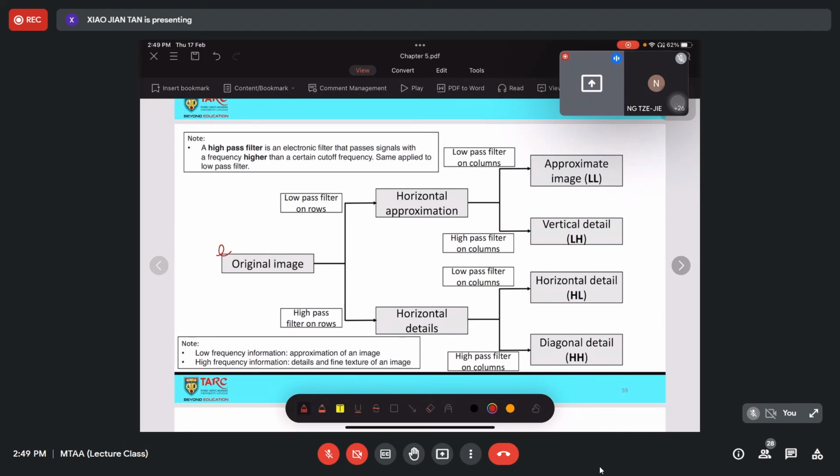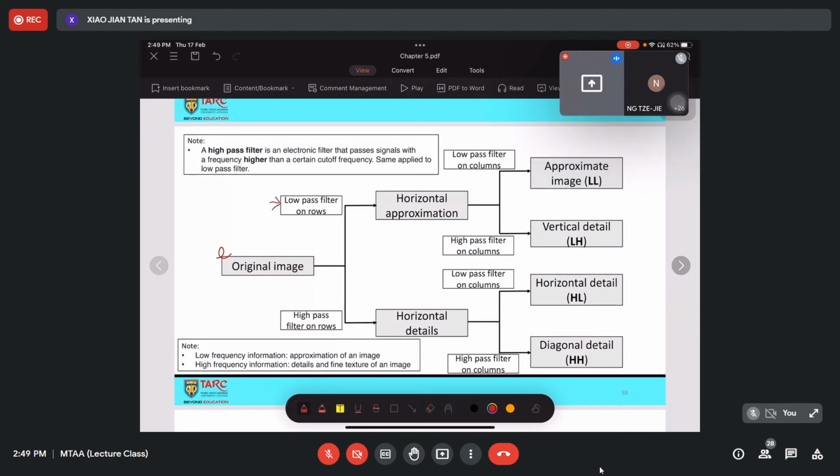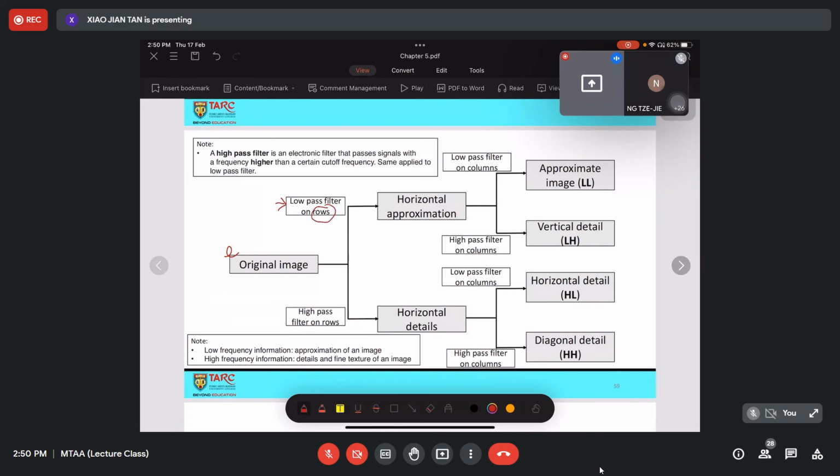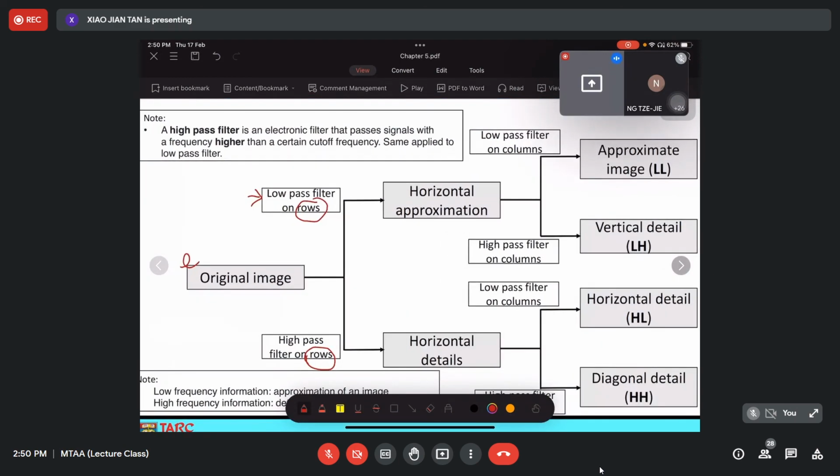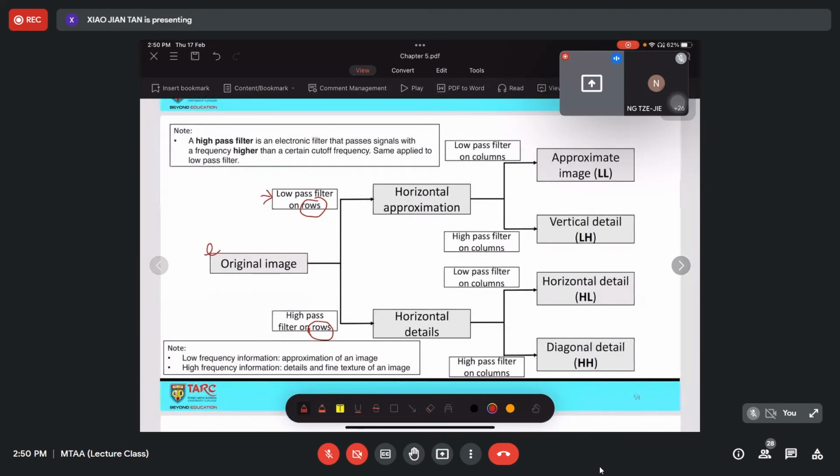First of all, we apply the low pass filter, which means we apply on row first. When we apply the low pass filter, low frequency information can pass through this filter, and high frequency information will be removed, right? Low pass. So after you apply the low pass filter, you remove all the high frequency information, and you get the horizontal approximation. If you apply the high pass filter, you allow the high frequency information to pass through and remove the low frequency information. Therefore, you will have horizontal detail.